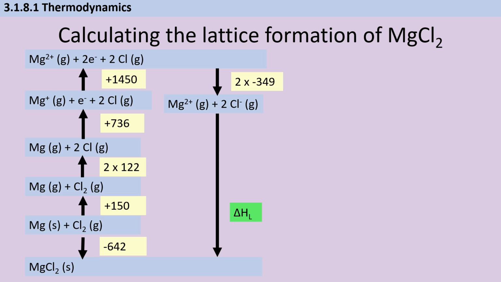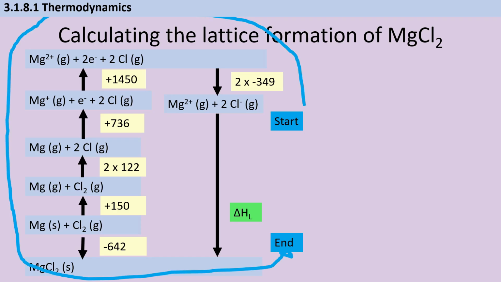Whether it's a really simple Hess's cycle question or a more involved Born-Haber cycle, I like to write start and end at either end of the arrow that I'm trying to figure out the value for, and then link them up, because this is just a really quick and easy way to make sure that in the stress of the exam you don't accidentally go the wrong way around the cycle.